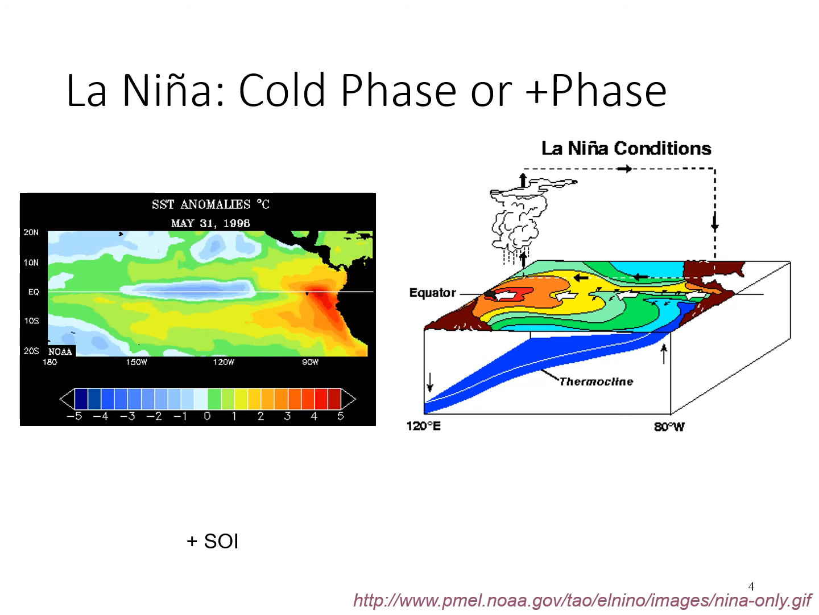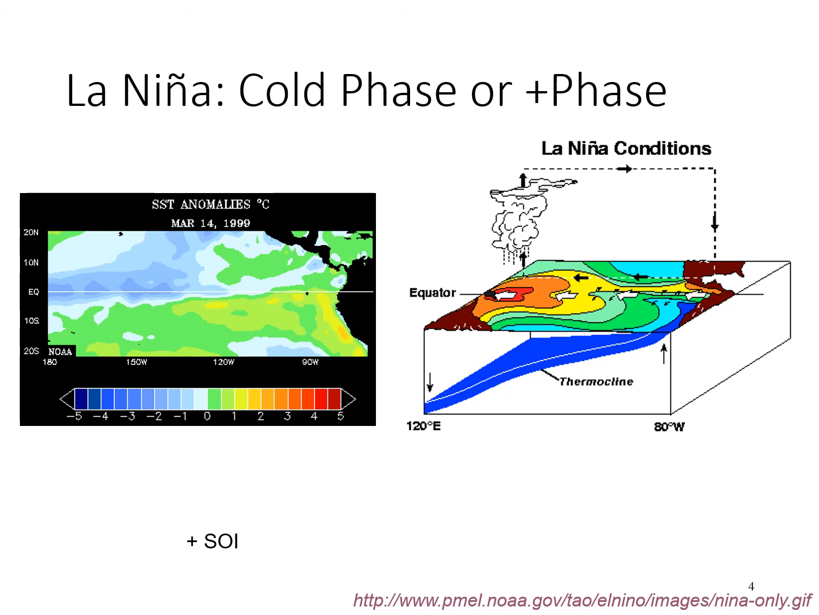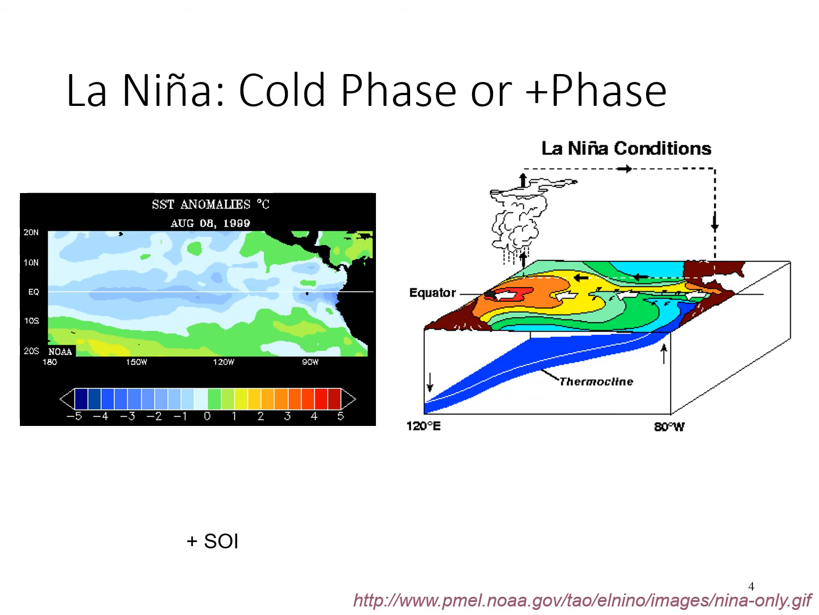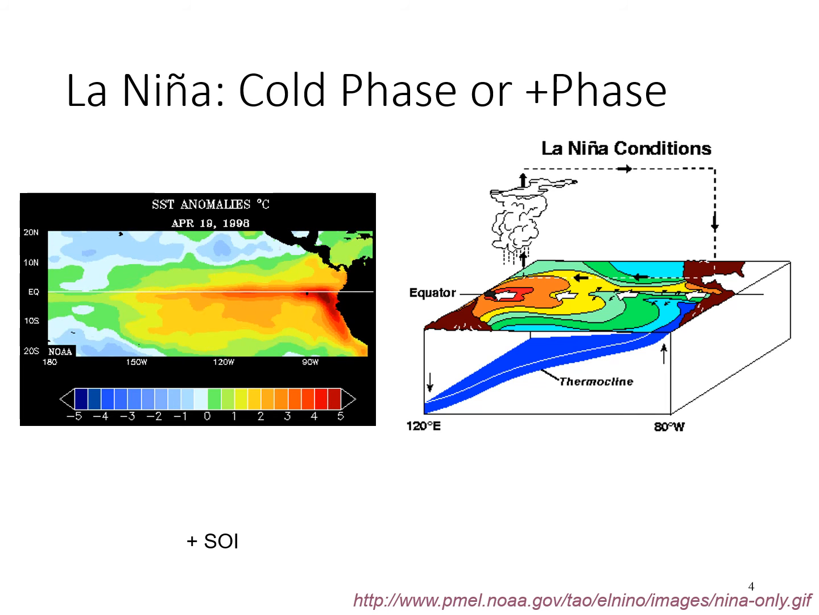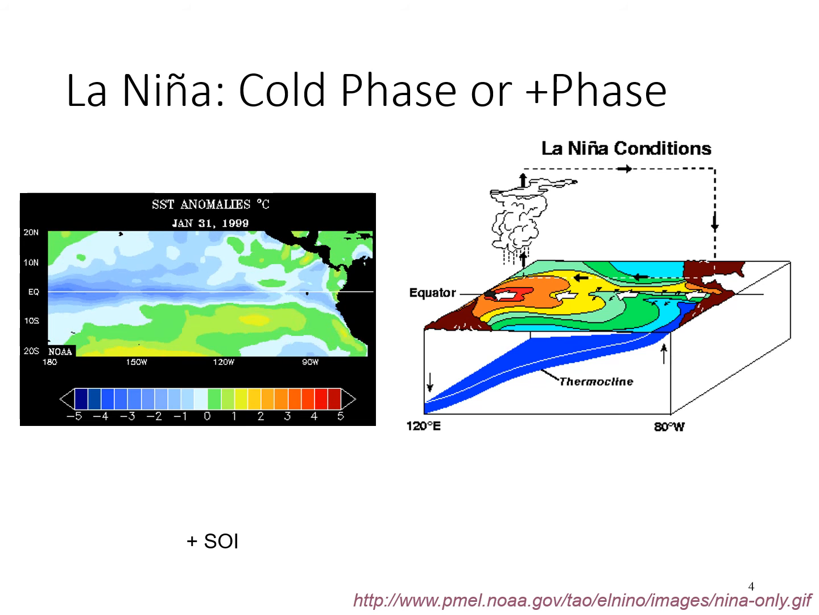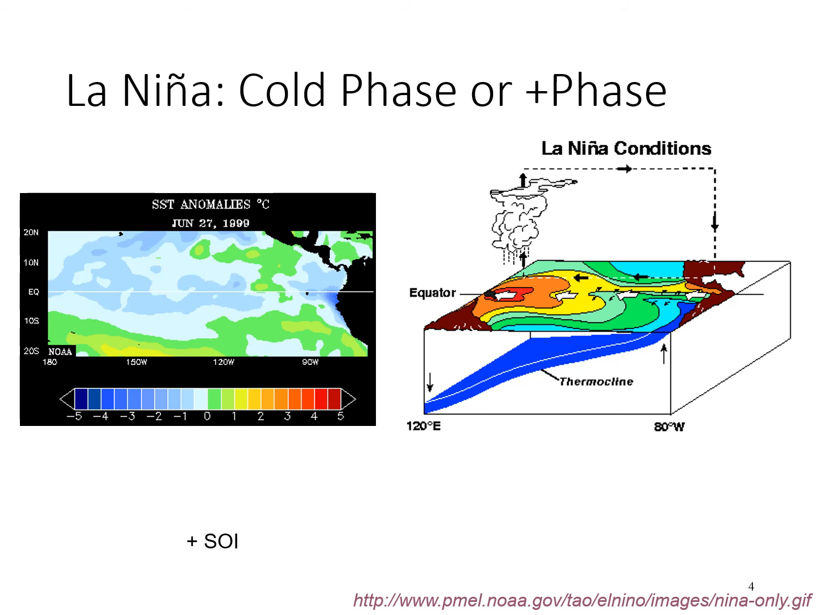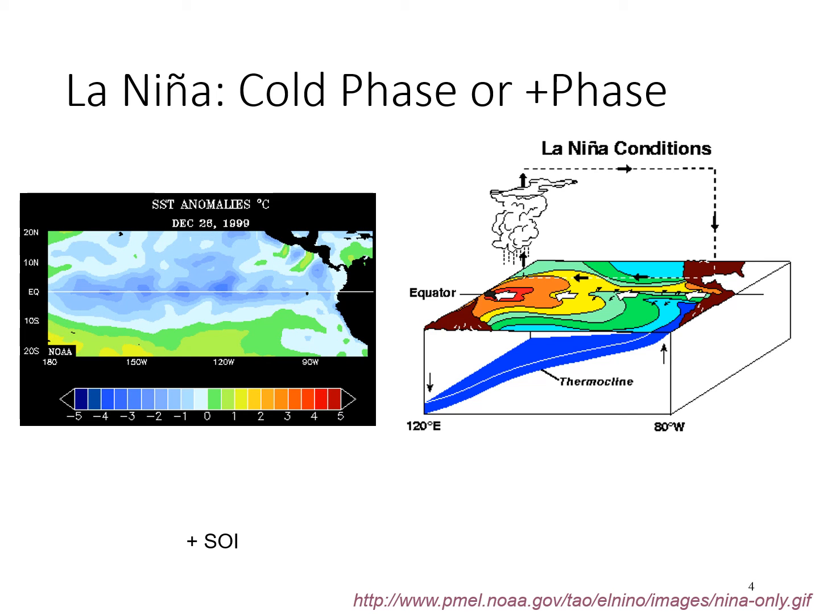A La Niña year is basically the opposite of an El Niño year, or an intensification of conditions like we see during a normal year. Watch the animation showing ocean temperatures. During 1999, the ocean becomes cooler, indicating La Niña conditions.